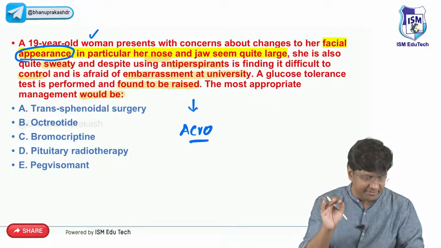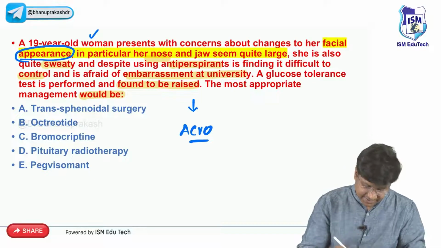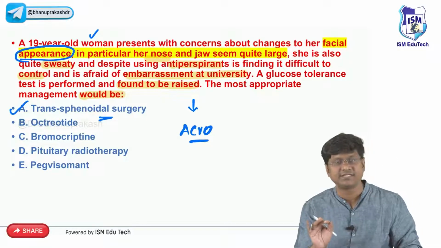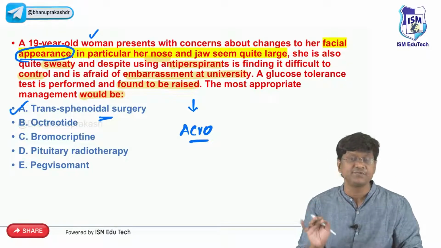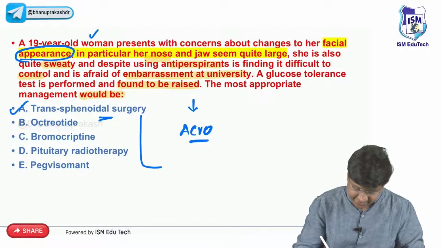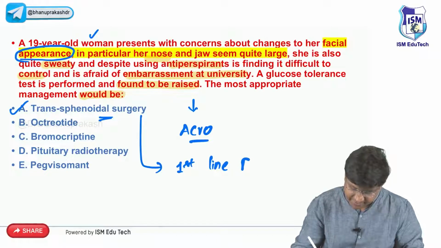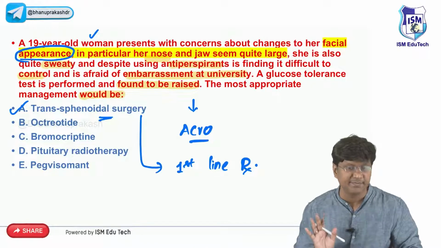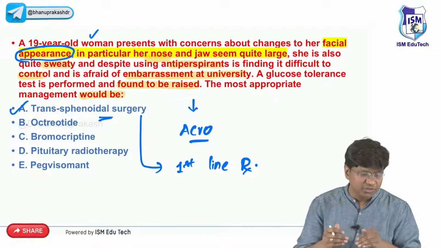Now, what is the treatment of choice in acromegaly? The treatment of choice in acromegaly is transsphenoidal surgery. That is the first line treatment in patients with acromegaly. That is the treatment of choice. Now, what about the other options?